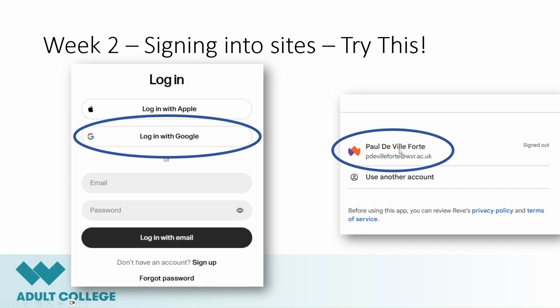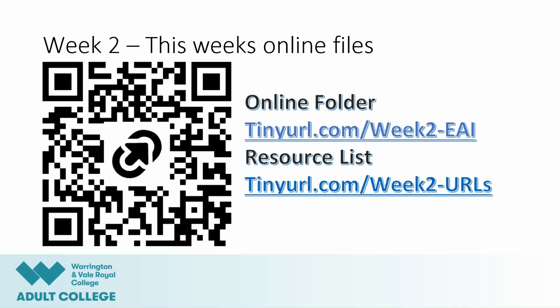Normally it will come up, by the way. So there, it's come up with my staff details. When you're on a college computer, it will probably automatically come up with your student details, which normally are your student number at students.wvr.ac.uk. The key to this is to choose the login with Google option. By logging in with Google, it will automatically link into the college infrastructure. Now, if you're using laptops in the community, unfortunately you're going to have to do it your own way. Either use your own Google or Apple or whichever email account you've got.